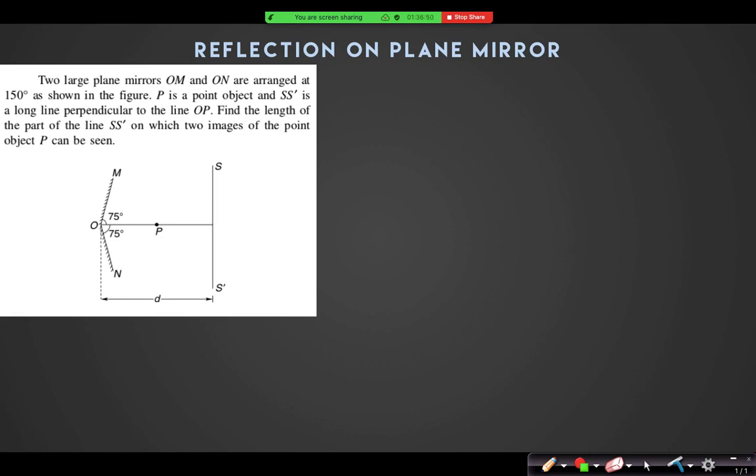Two large plane mirrors OM and ON are arranged at 150 degree. P is the point object, SS prime a long line perpendicular to OP. Find the length of the part of the SS prime on which two images of the point object can be seen. Try to do it.